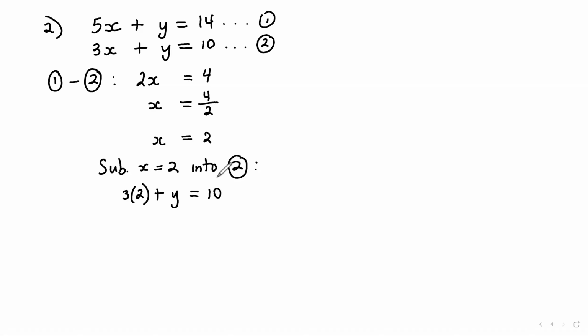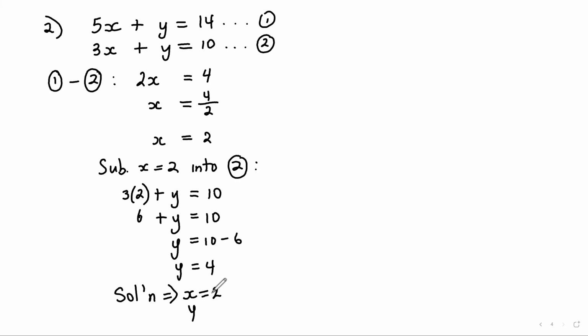Notice I use brackets. If I did not use brackets, that equation would now change to be 3 to the 2 plus y, which is not correct. It's 3 times x, not 3x as in nothing between both of them. 3x literally means 3 times x. So 3 times 2 is 6. 6 plus y is 10, and therefore y is equal to 10 take away 6, which gives me 4. So my solution to this pair of simultaneous equations is x is equal to 2 when y is equal to 4.